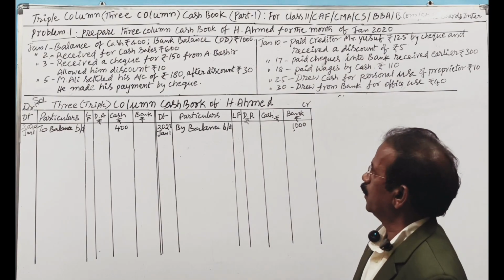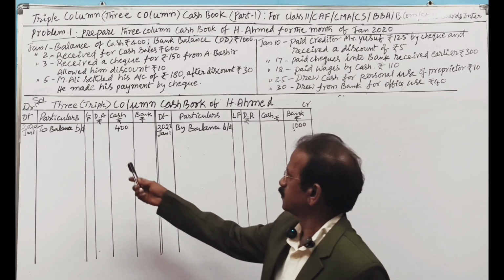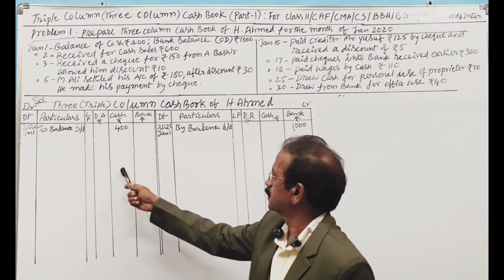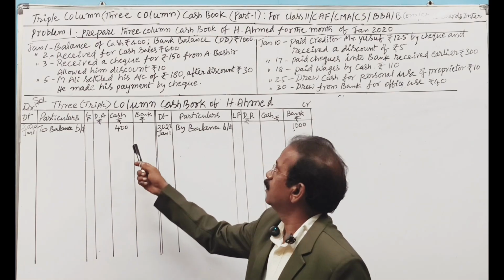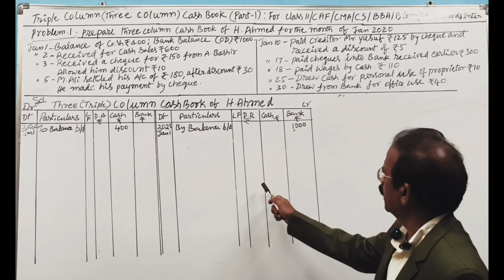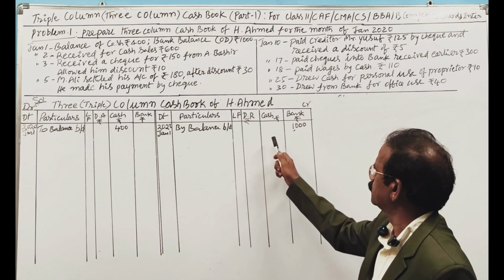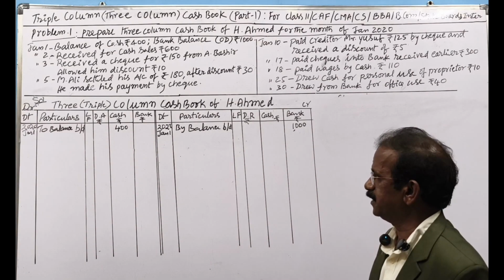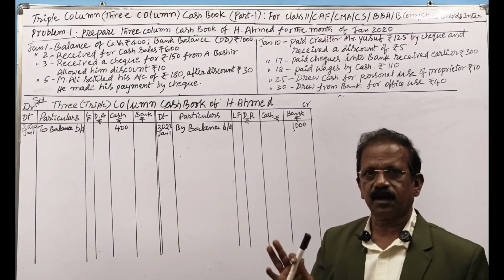Okay, now what do you mean by triple column cash book? There are three columns for writing the amounts. One is discount allowed column, one is cash column, one is bank column. Since there are three columns, we call it triple column cash book. Credit side also we have three columns: discount received column, cash column, bank column. Both the debit side and credit side have three columns, so we only have to count one side. So, three column cash book.